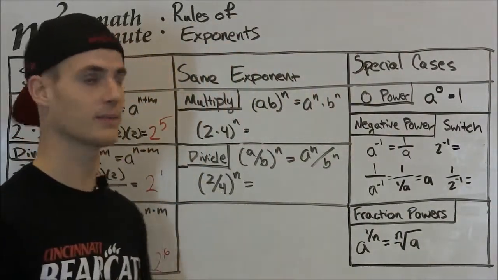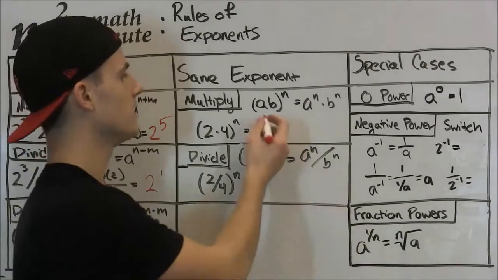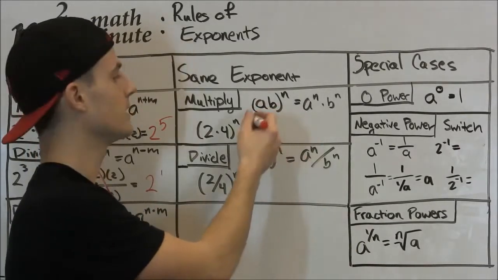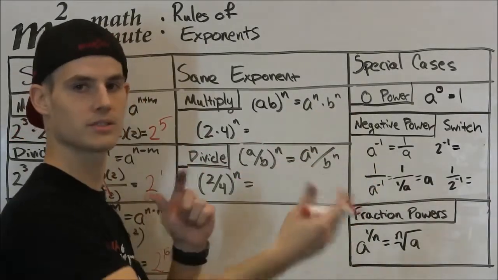Now let's talk about the same exponent. Before we were talking about the same base, now let's talk about the same exponent. So if we have something times something, a times b, to a power, we can split that up and carry the power through each term.